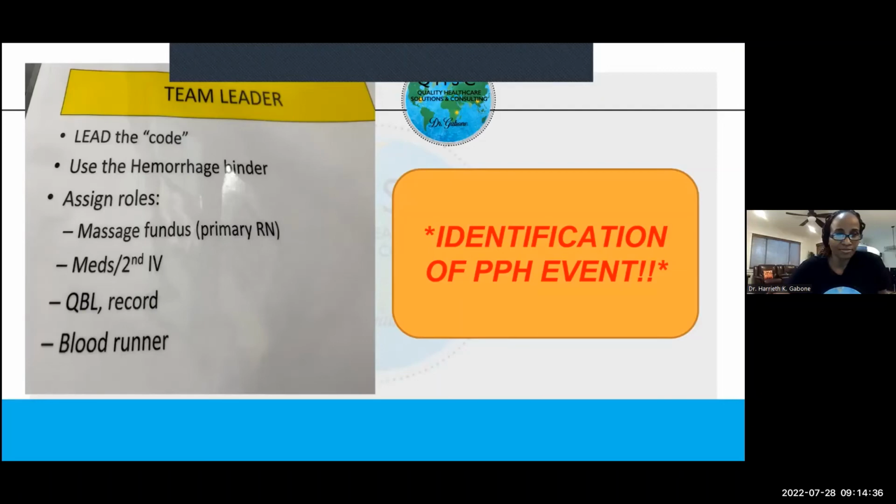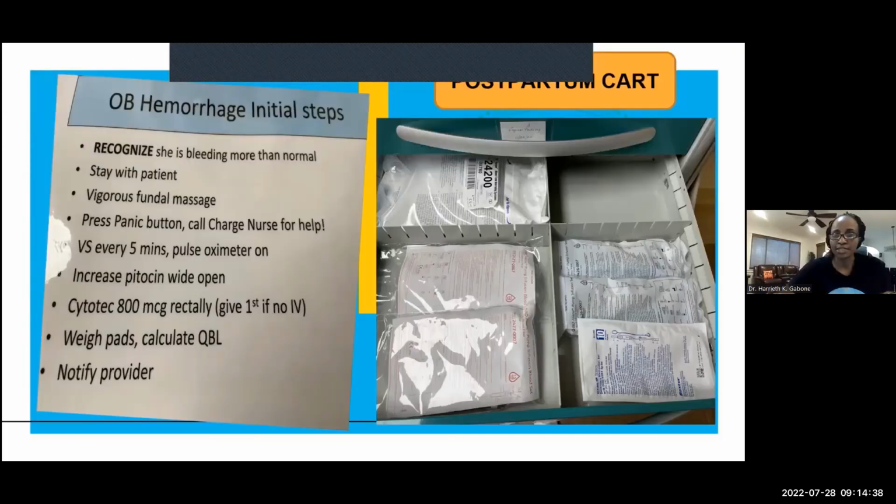So on the hemorrhage kit, we have specific things that are written down, as I said, either for a first-time person who is taking care of this patient or somebody who has been in the unit for 10 years.